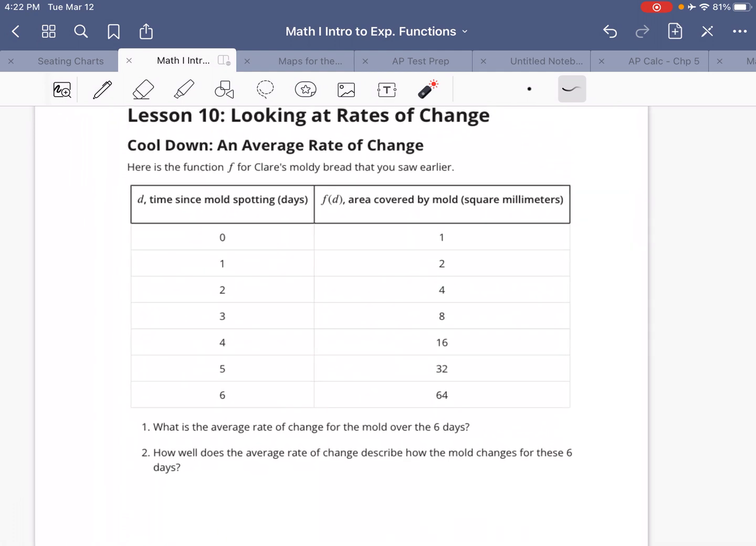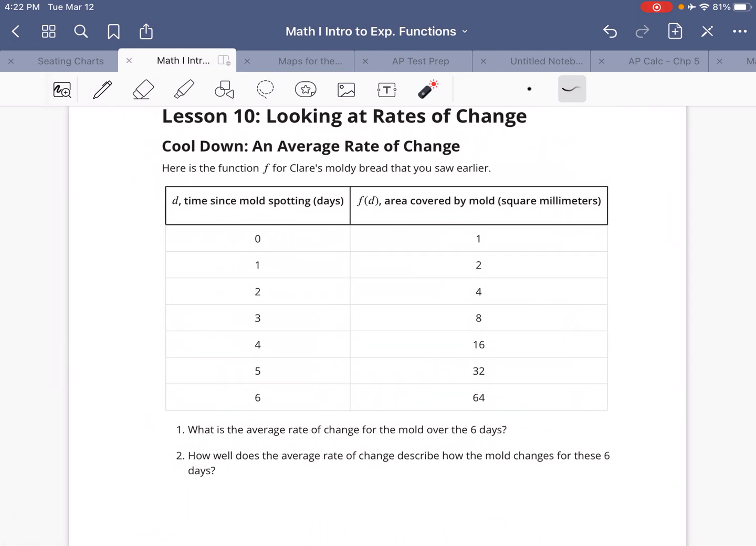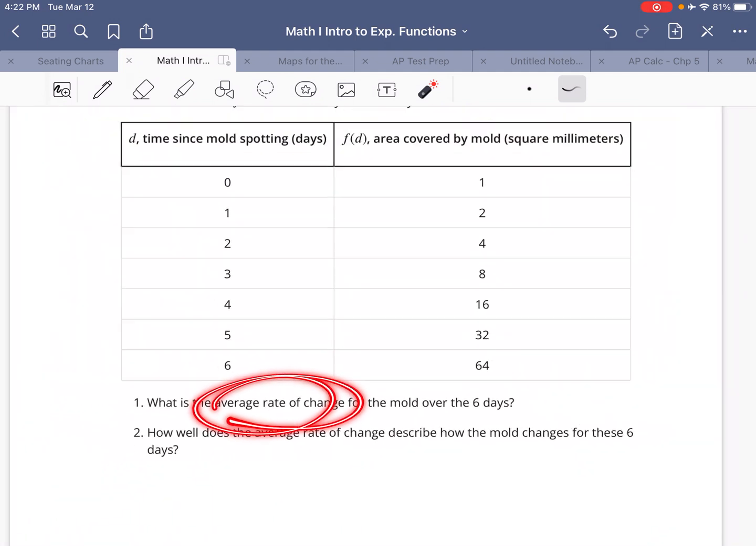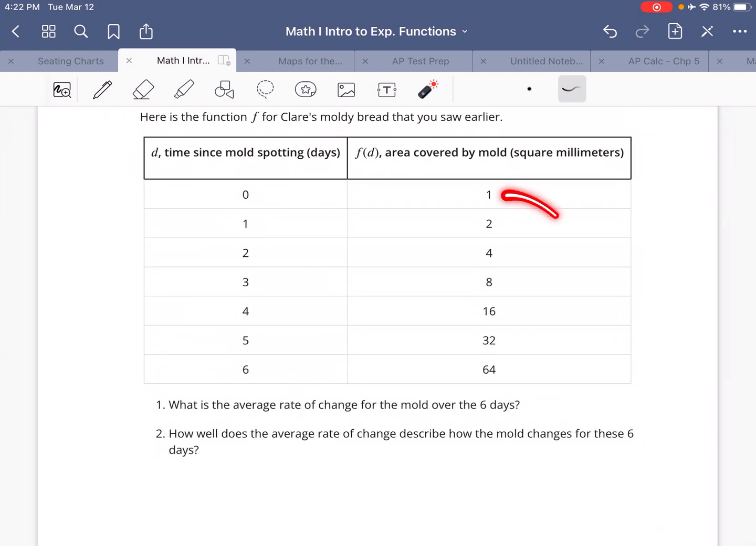So let's take a look at this. An average rate of change. Here's the function f for Claire's moldy bread that you saw earlier. What is the average rate of change for the mold over the 6 days? Remember, average rate of change is the change in amount from the beginning to the end divided by how long did it take to get there.